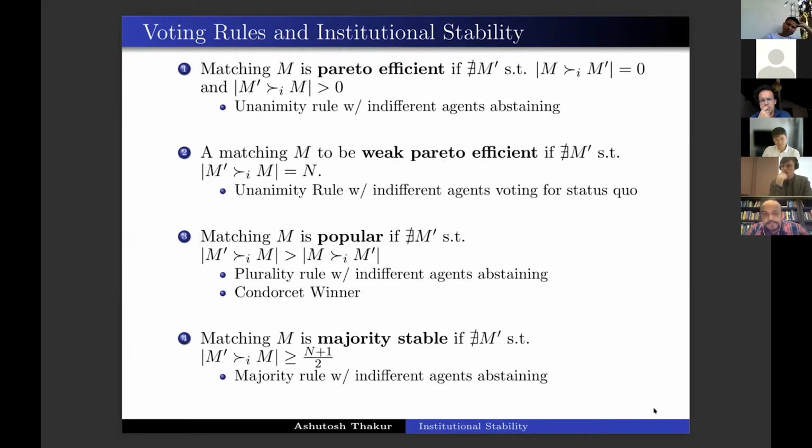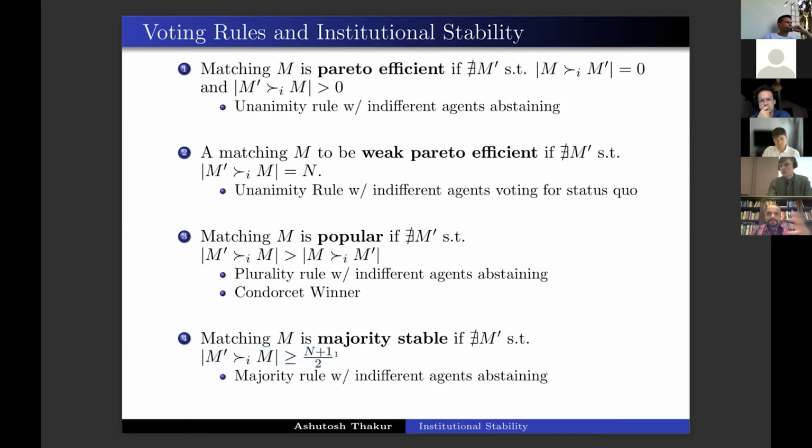matching, which is basically a plurality rule. So you're looking at the sizes of the sets and comparing the sizes of the sets that prefer a matching M to M prime versus M prime to M, right? And it shouldn't be the case that you have an alternative matching such that a larger group prefers M prime to M, okay? And I'm going to add to this set of different voting rules majority stability. So a matching M is going to be majority stable if there doesn't exist an M prime such that the number of people who strictly prefer M prime to M is a majority, okay? N odd, so the size is at least (N+1)/2.